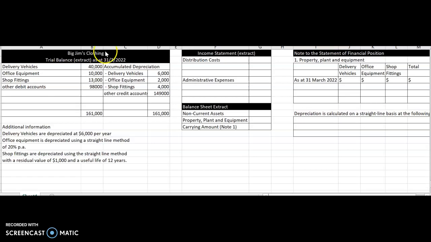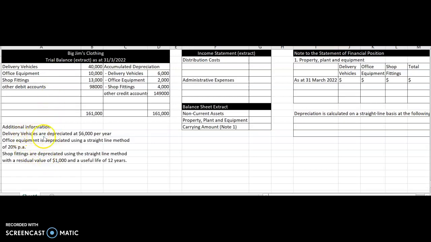What I've got over here is Big Jim's clothing, and we've got 3 different assets: property, plant and equipment, delivery vehicles, office equipment and shop fittings. The names are important. Delivery vehicles and shop fittings tell us it's a distribution cost with the depreciation, and office equipment tells us it's administrative costs. So the information underneath is the adjustments we have to do.